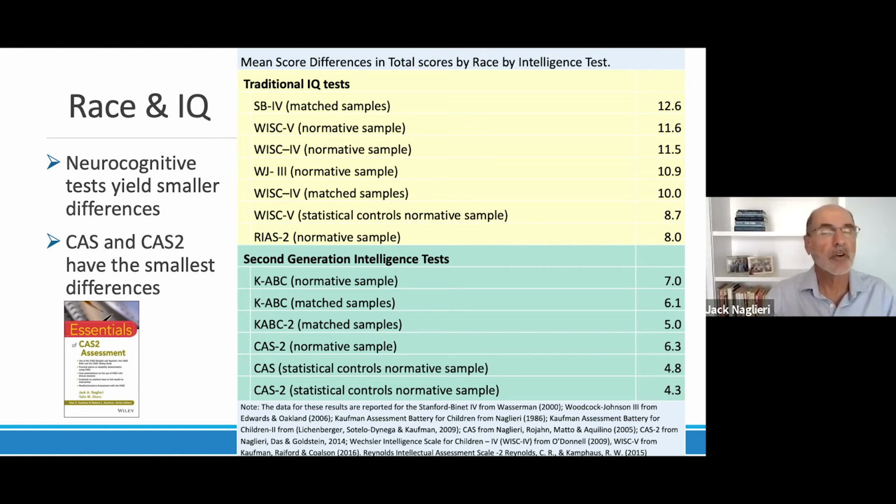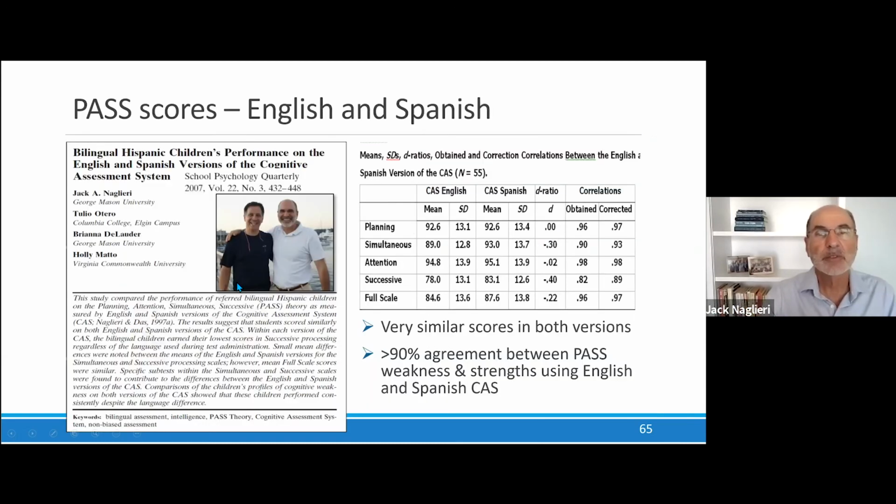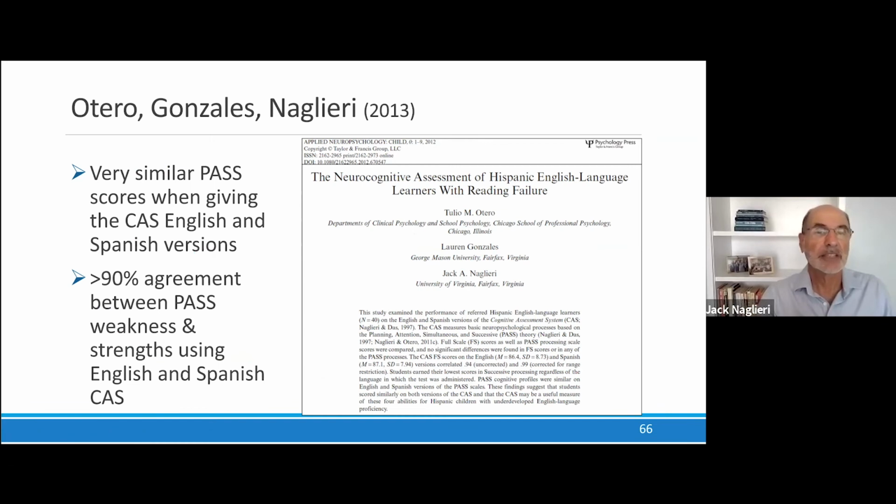This is a lot of studies. They're all documented in my book. I think it speaks volumes, but there's even more. Here's a study that I published looking at Hispanic and non-Hispanic children on the PASS theory. Same small difference as with blacks and whites. And then when Tulio gave the CAS in English and Spanish in counterbalanced order, you get the same scores, whether you give it in English or Spanish. We published this paper, and then we replicated it, because, you know, replication is important, got the same results.